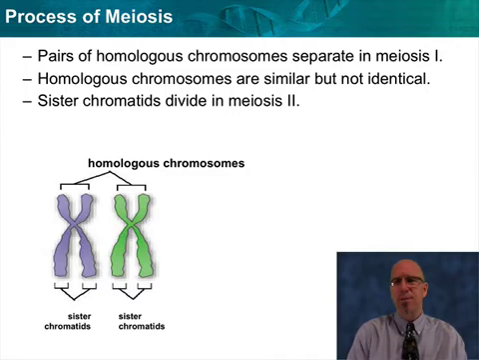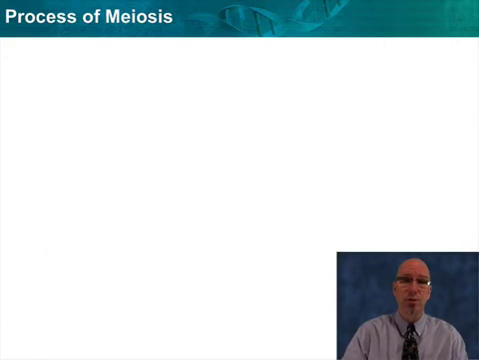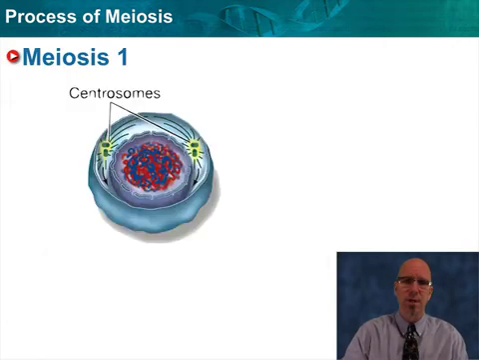What happens is that those pairs of homologous chromosomes get separated in the first division. And then the sister chromatids, the centromeres, replicate and they get separated in the second cellular division, meiosis II. So just a heads up. All right, so here's meiosis I. I'm going to start with some animations and then get to some pictures.